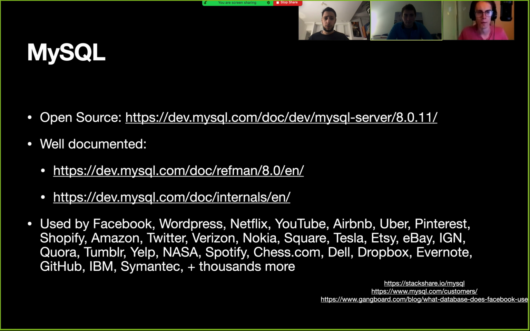MySQL is an open source project. It's very well documented, and it's used by many of the biggest companies in the world, many of which you probably see on a daily basis, like Facebook, YouTube, and Netflix. When a company says they use MySQL, it doesn't mean that everything you see is stored in there. It might be a part of the website or even a small little section of it, or it could be the whole thing. But in most cases, these big companies will use a combination of different technologies, and MySQL will be one of them.